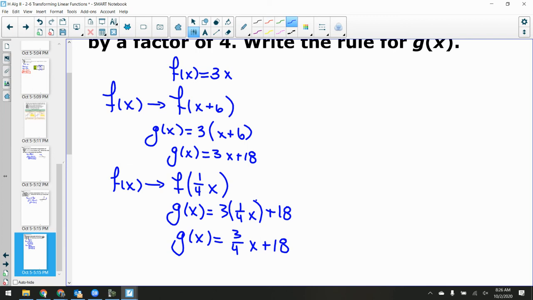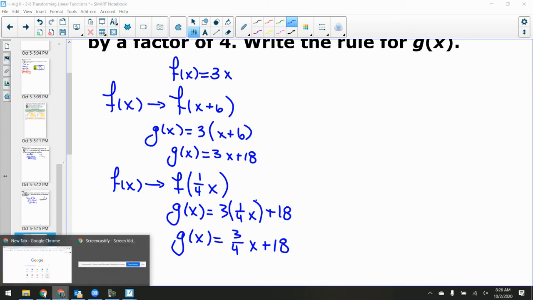All right, so here are all of our transformations, and here they are applied to the linear function. Okay, that's really what we're working with in this chapter.